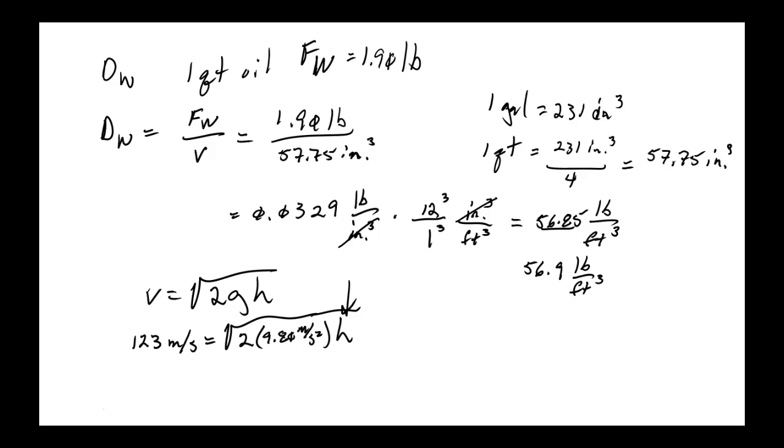Wait. You can't do that yet. What do you got to get rid of first? What's in the way there? To isolate the H, you got to get rid of this part. No, not yet. There's something else in the way first. The square root. How do you undo a square root?